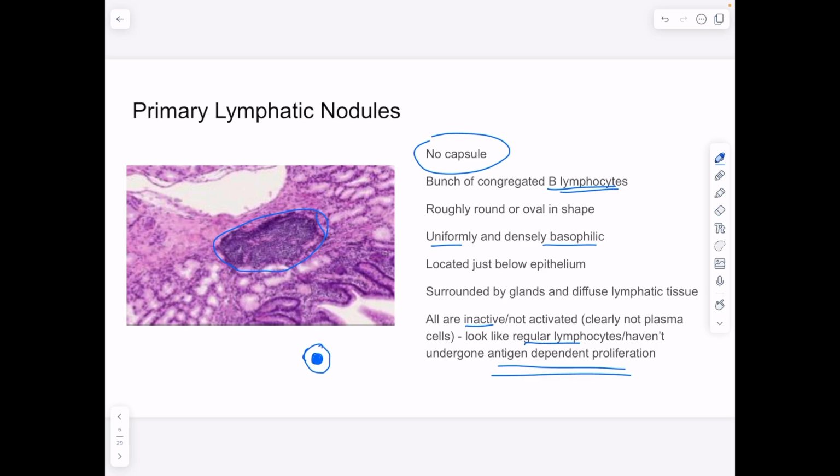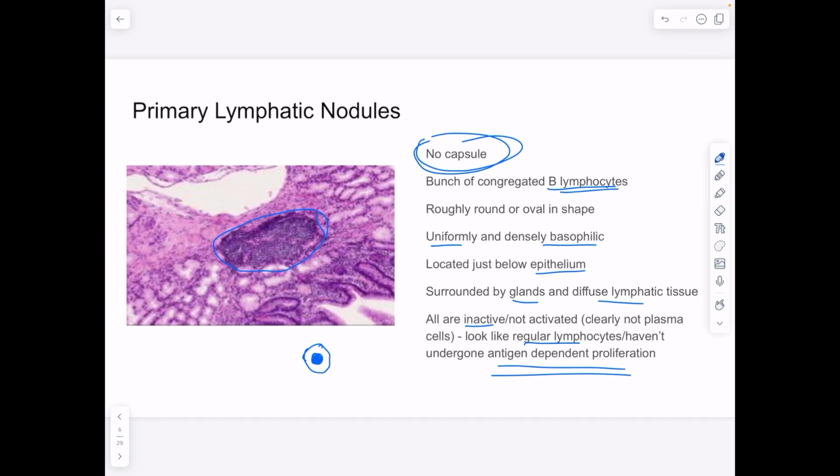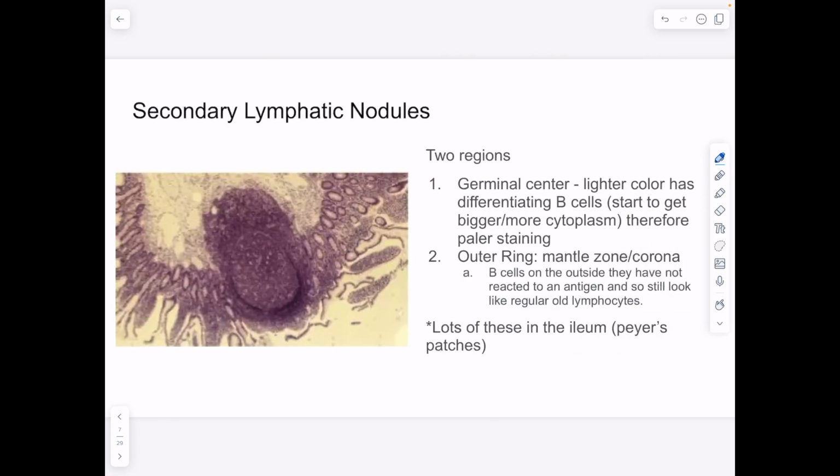Okay, so primary lymph nodules are located typically just below epithelium, surrounded by glands and diffuse lymphatic tissue. The idea is that our lymph vessels will get lymph to nodules or any of our secondary lymph organs in order for the antigens to be exposed to lymphocytes. But primary lymph nodules are inactive B lymphocytes.